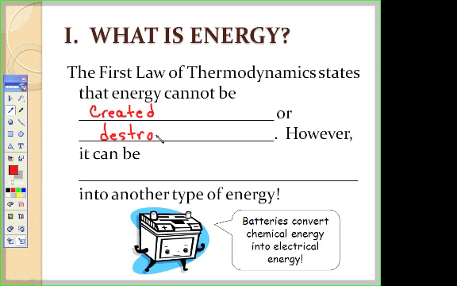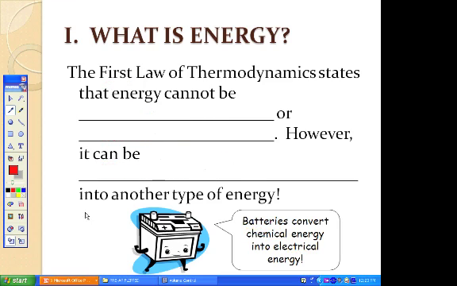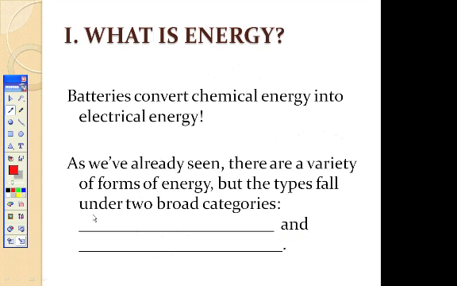Now, when you take AP Chemistry with me, we'll talk about the second and third laws of thermodynamics. But for now, you need to know that the first law says we cannot create or destroy energy. However, it can be transformed. And that's what allows some of the wonderful things that we have in life to happen, is this transformation of energy from one type to another. For example, the batteries in your car are going to convert chemical energy to electrical energy and help your car run. Now, there are two broad categories of energy, and you should be familiar with these two broad categories.